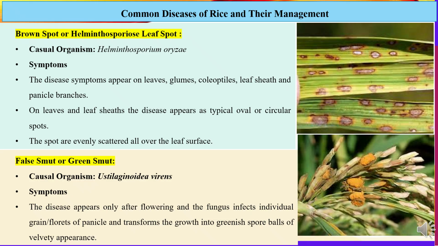3. Brown spot, Helminthosporium leaf spot. Causal organism, Helminthosporium oryzae, synonym Bipolaris oryzae. Symptoms. Affects leaves, glumes, coleoptiles, leaf sheaths, and panicle branches. On leaves and sheaths, symptoms appear as oval or circular brown spots with distinct margins. Spots are evenly scattered across the leaf surface, often coalescing under severe infection.